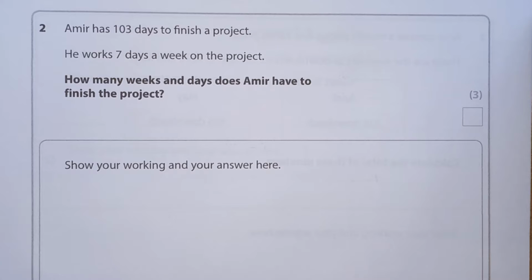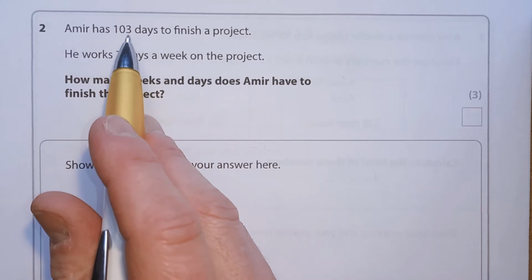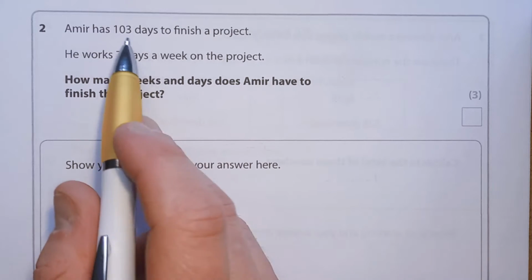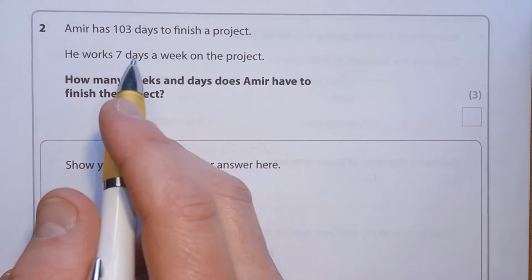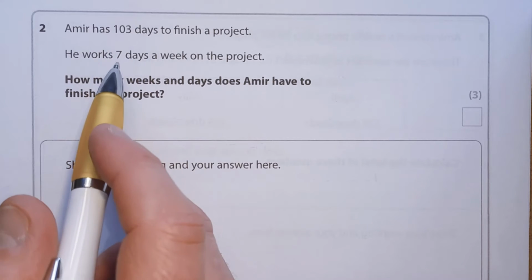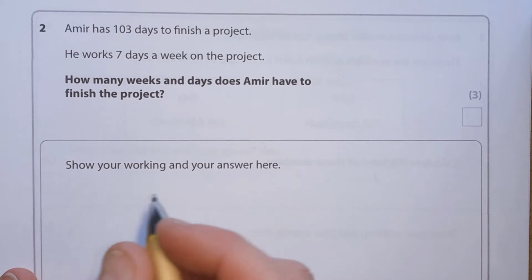Okay, question 2. Amir has 103 days to finish a project. He works 7 days a week on the project. How many weeks and days does Amir have to finish the project? Okay, so 7 days a week, 103 days. So we want to know how many weeks fit into 103 days. So this is going to be a dividing question. We want to know how many times 7 goes into 103.